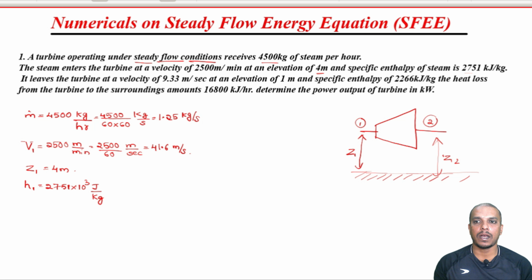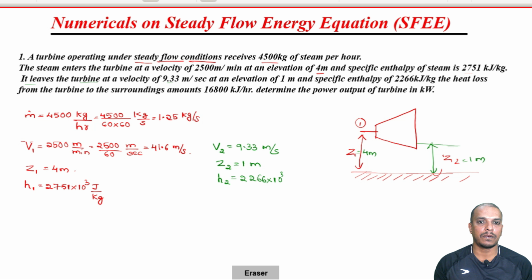Now he is talking about the outlet. It leaves the turbine at a velocity of 9.33 meters per second, at an elevation of 1 meter. So Z2 is 1 meter. I can change the diagram if you wish, but the meaning is Z2 is a little lesser; Z2 is just 1 meter, whereas Z1 was 4 meters. And the specific enthalpy at the outlet is 2266 kilojoules per kg, but we will have to convert that into joules per kg.